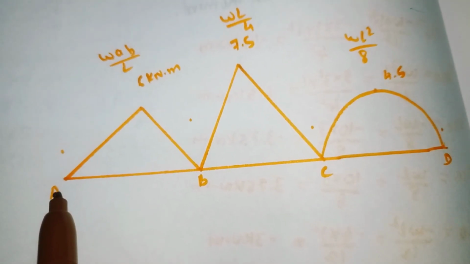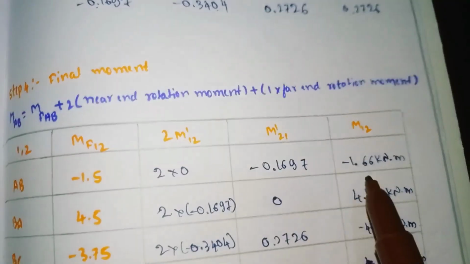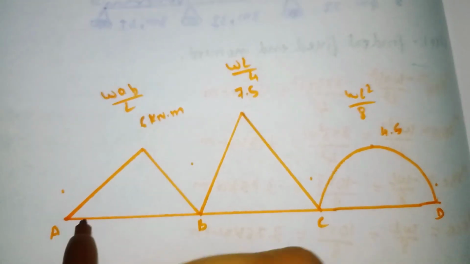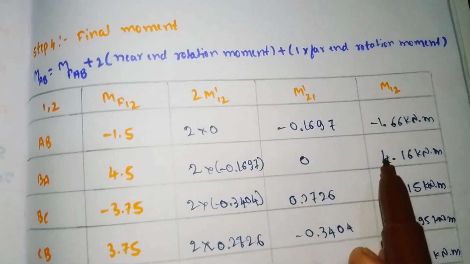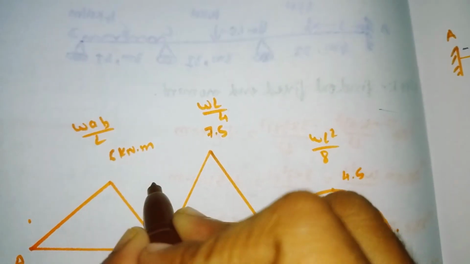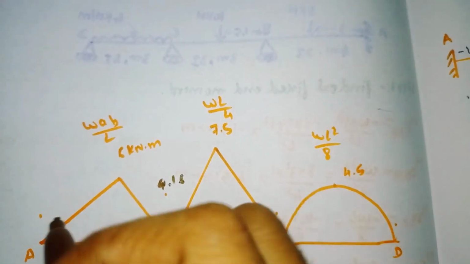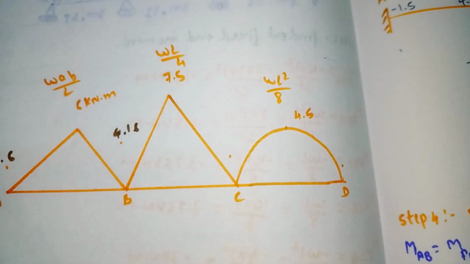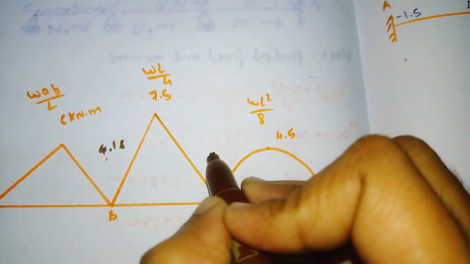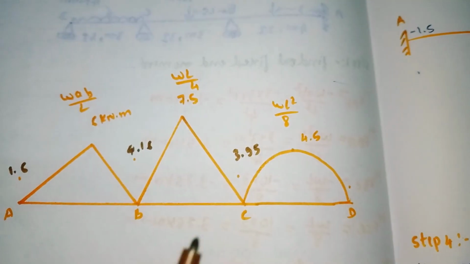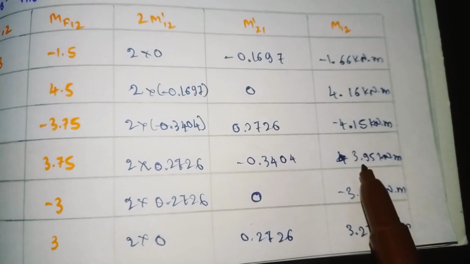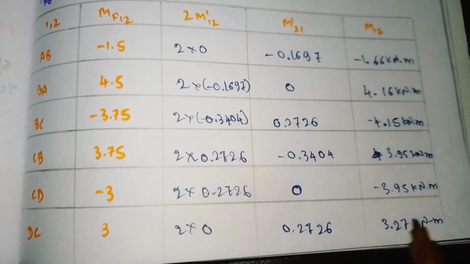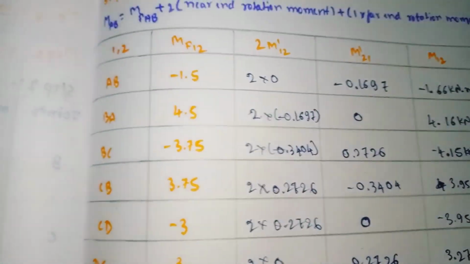Now we will see the net bending moment diagram. Our MAB value we got was minus 1.66, so minus 1.66 comes here, and our MBA value we got was 4.16, so 4.16 comes here. Our MCB value we got was 3.95, it comes here. MCB and MCD values we got were 3.95 and minus 3.94, both will coincide with each other, it will come here.